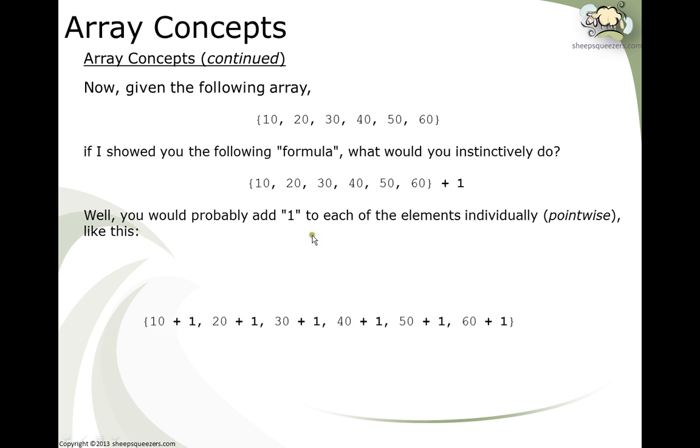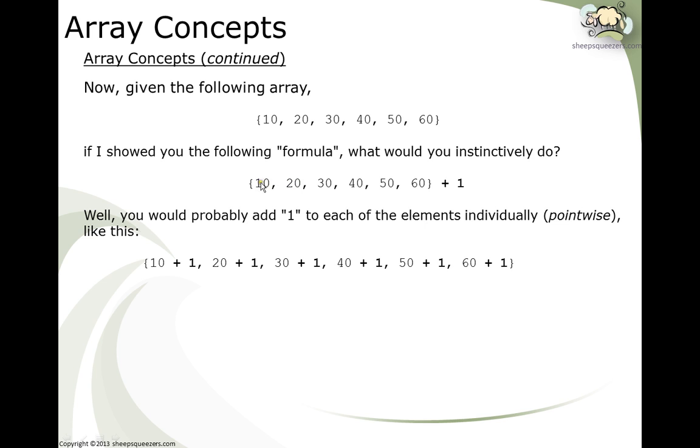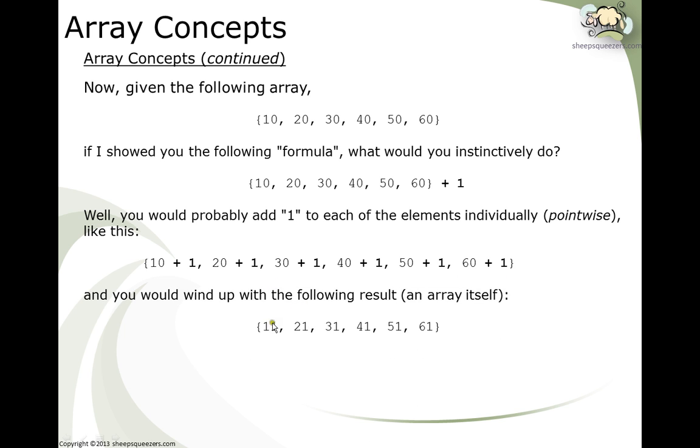In other words, it's also termed point-wise. In this case you would do 10 plus 1, comma, 20 plus 1, comma, and so on all the way through 60 plus 1, and you would wind up with the results, which is an array itself. Here's a curly brace, 11, 21, all the way up to 61, with a right curly brace. That's kind of what I would think you would instinctively do.